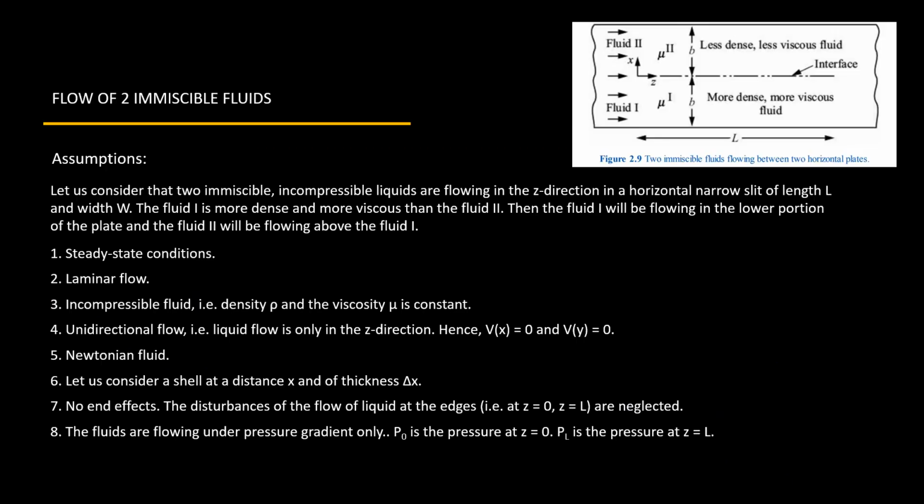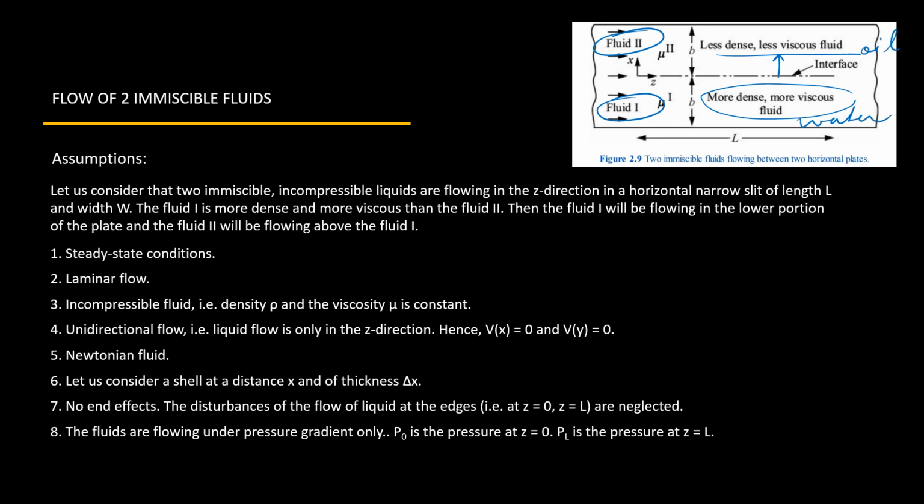Let's see the assumptions before we move forward. Let us consider two immiscible incompressible liquids that are flowing in z direction in a horizontal narrow slit of length L and W width. Fluid 1 is more dense than fluid 2. Hence, less dense, less viscous fluid will be flowing over the more dense, more viscous fluid, considering water and oil.